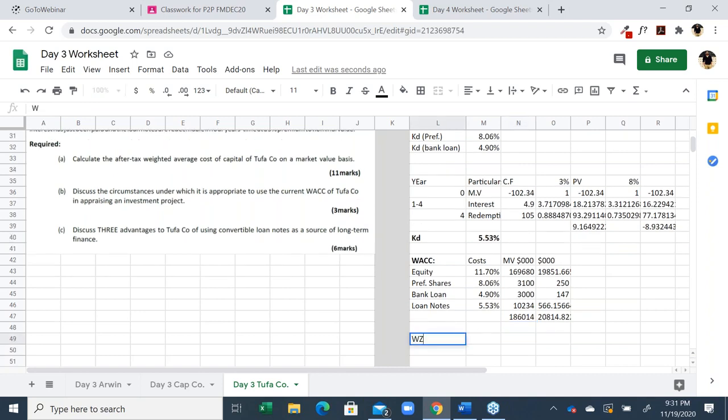So if we need to calculate WACC, we have to divide what we are paying in total by the total value of the investment, and that's the WACC. Just convert it into a percentage, 11.19%.